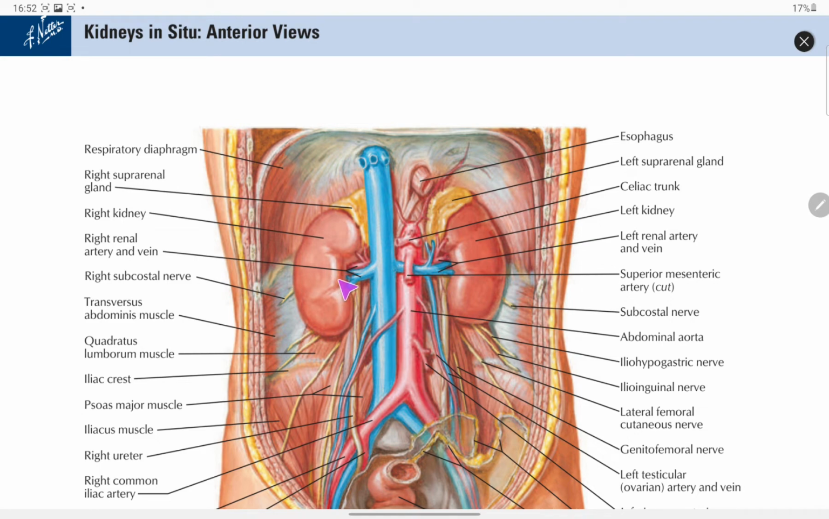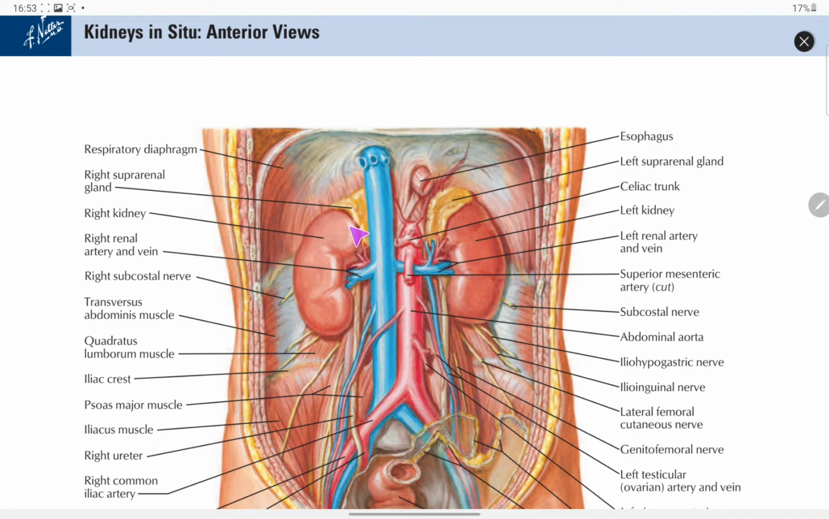The long axis of the kidney is directed downwards and laterally, like this, so that the upper poles are nearer to the median plane than the lower pole. Each kidney is bean shaped, having an upper pole and a lower pole, a medial border and a lateral border, an anterior surface and a posterior surface behind.